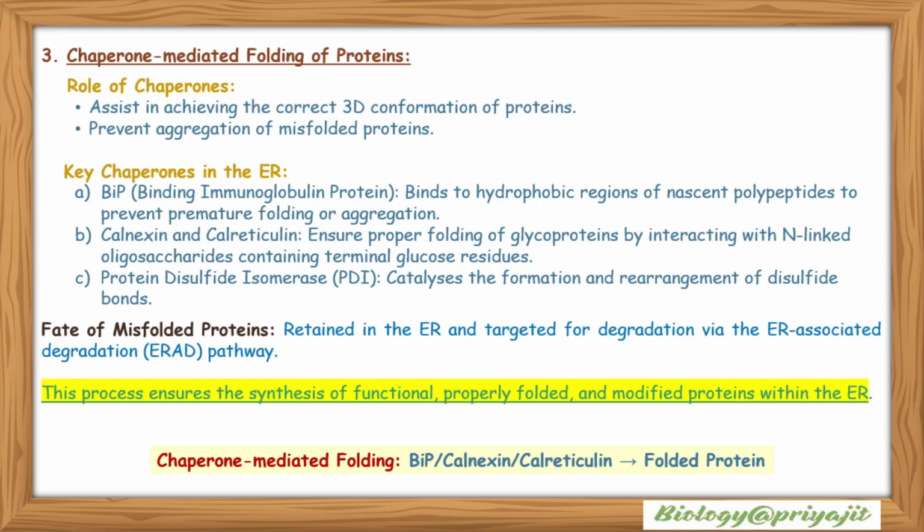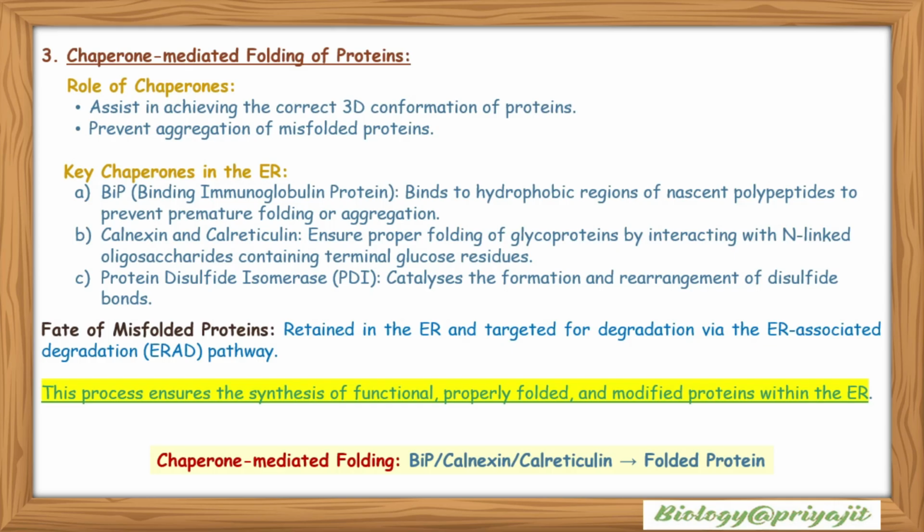Key chaperones in the endoplasmic reticulum. First one is BiP, or binding immunoglobulin protein. It binds to hydrophobic regions of nascent polypeptides to prevent premature folding or aggregation. Second chaperones in the ER are calnexin and calreticulin. They ensure proper folding of glycoproteins by interacting with N-linked oligosaccharides containing terminal glucose residues. Protein disulfide isomerase, or PDI, catalyzes the formation and rearrangement of disulfide bonds.